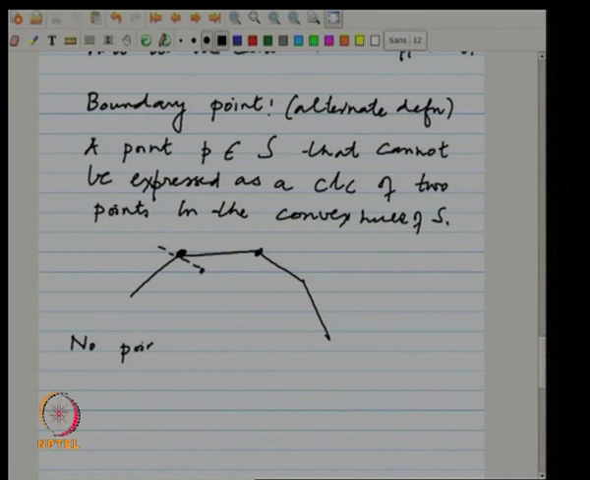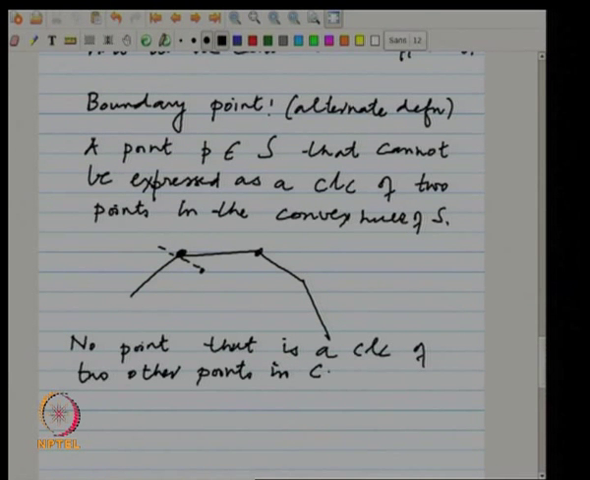Analogously, no point that is a CLC of two other points in the convex hull of S is a boundary point. Okay. So, every such point is an interior point.